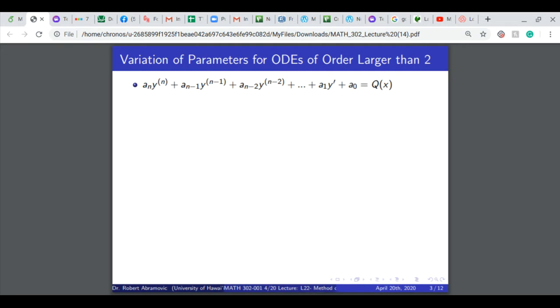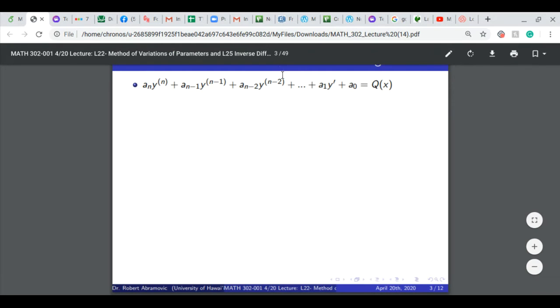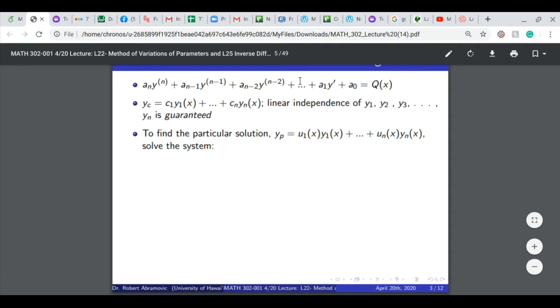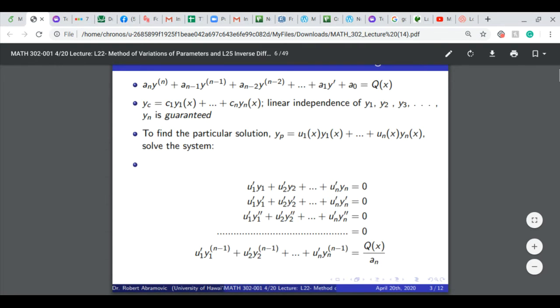So we discussed last time only variation of parameters for ODEs that were of order 2. Variation of parameters also works for ODEs that have order larger than 2. Notice for a linear ODE, you always get a linearly independent set of n solutions. By the way, this should be a naught times y. And to find a particular solution, u1 y1 plus through un yn, you need to solve this system.